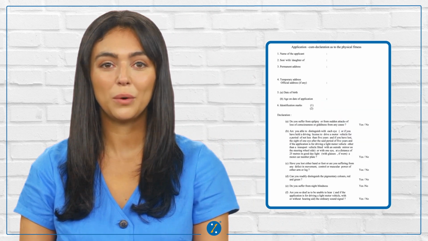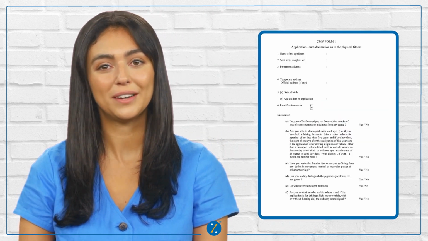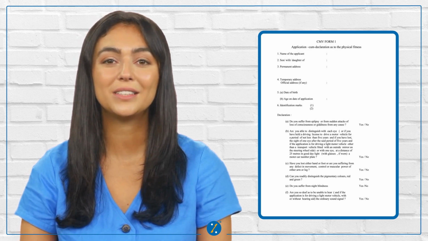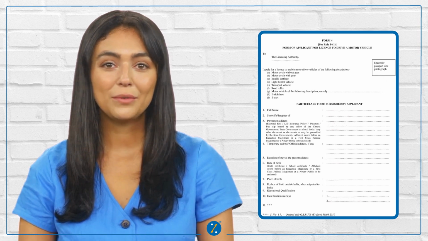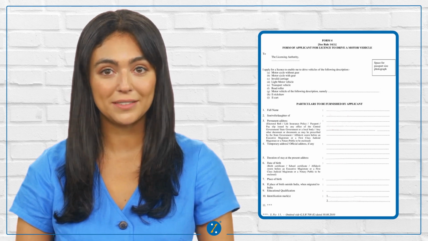Second method, offline procedure. Step 1. Obtain the required application form. For a learner license, you'll need Form 1, and for a permanent license, you'll need Form 4. You can find these forms online on the State Transportation website or at your local RTO office.